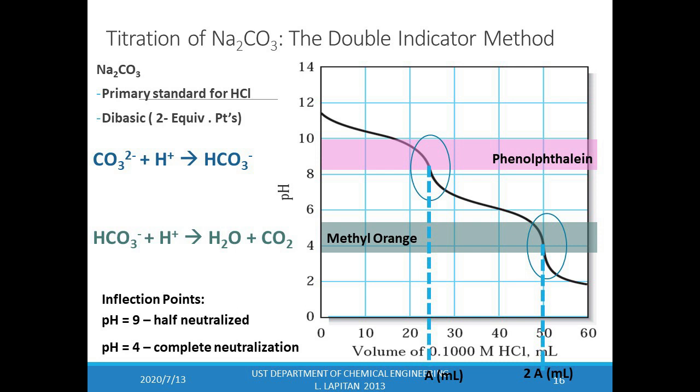Okay, so the second equivalence point occurs at pH 4. This corresponds to the neutralization of the bicarbonate to carbonic acid, which dissociates into water and carbon dioxide. At this point, the methyl orange changes color to red. Now, the second endpoint is always used for the standardization because the change in pH is greater than at the first endpoint. Since the stoichiometry of both reactions is 1:1, then we expect that we will use the same volume of the acid that was used to reach the phenolphthalein endpoint to change the color of the methyl orange.